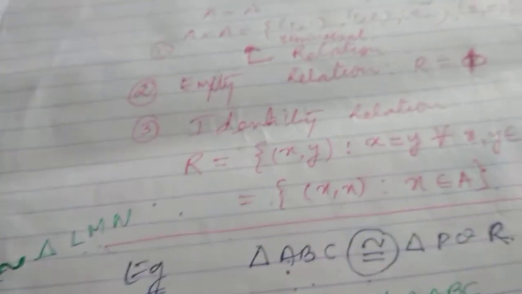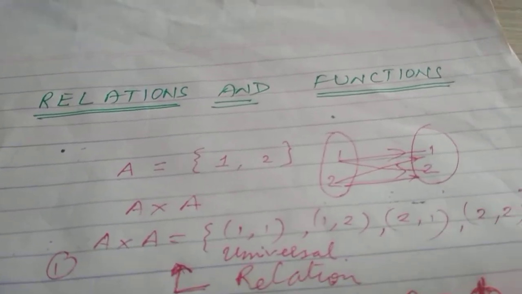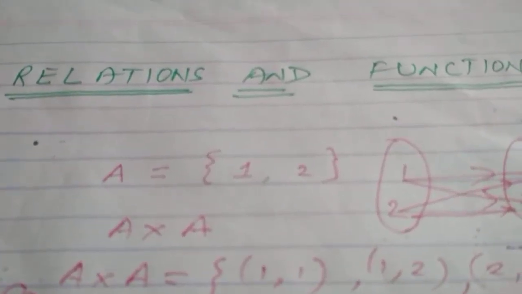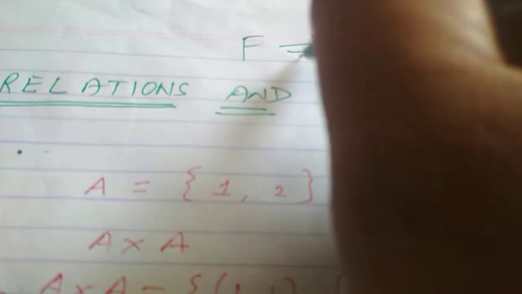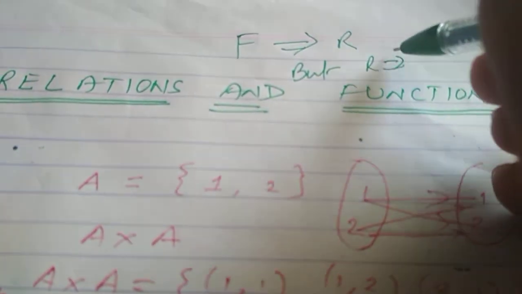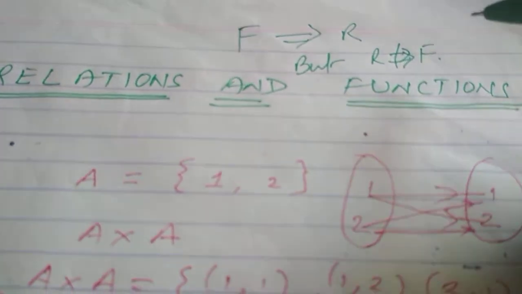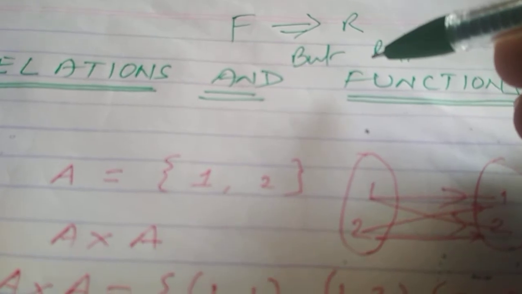So it is just a small introduction for relations and functions, and I will introduce it with the help of an opening statement, that every function is a relation, but every relation is not a function. So F implies R, but the converse is not true. R need not imply F. So whatever functions are there, they are relations, but every relation is not a function.